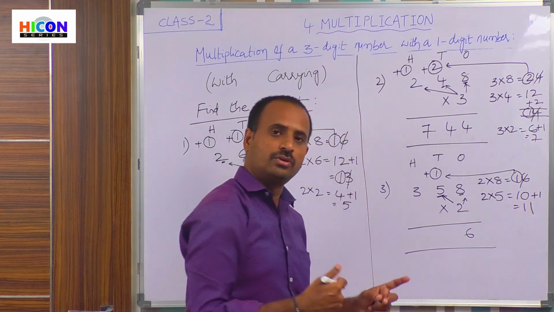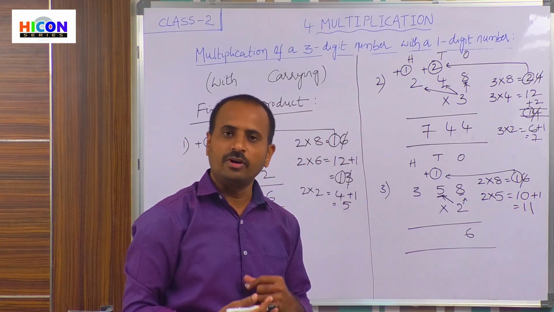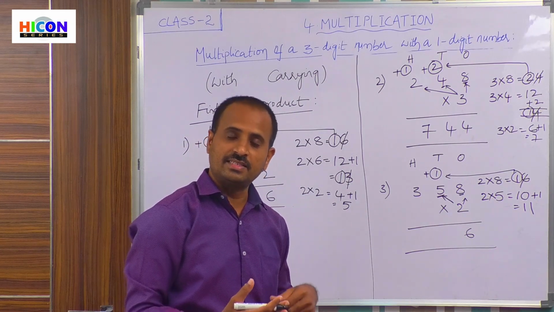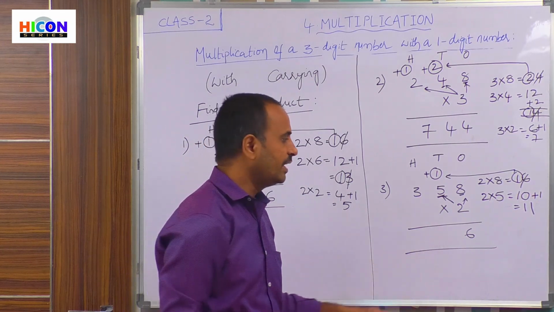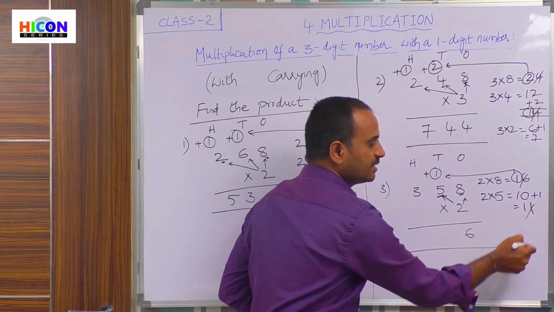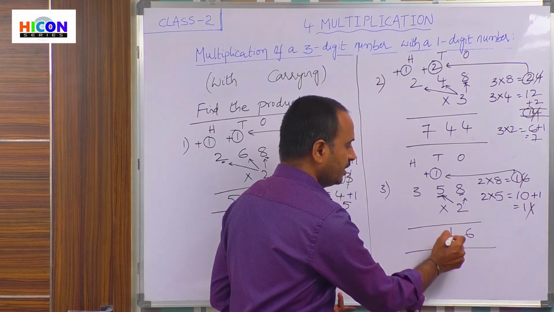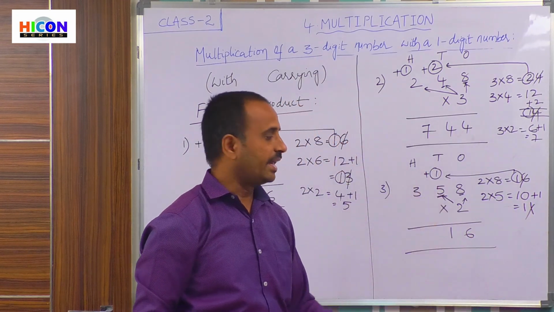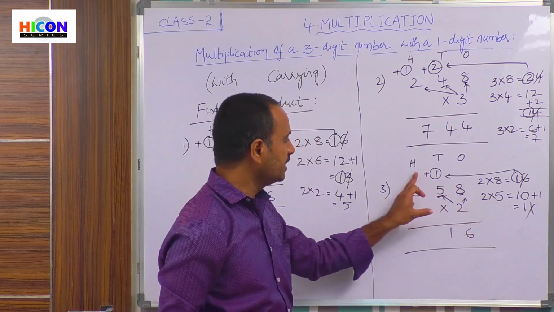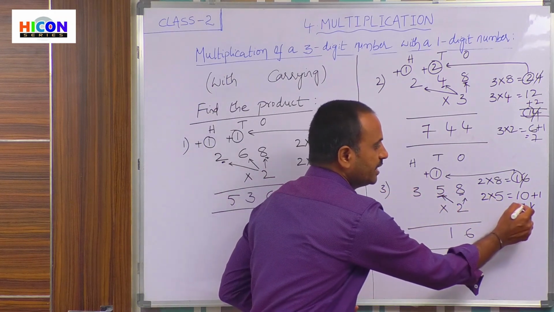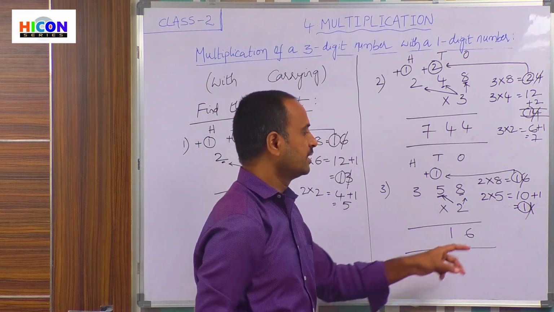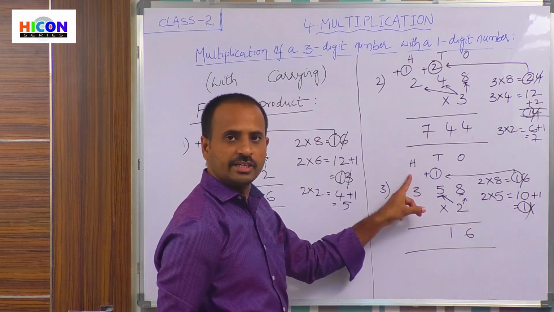Here 11 also is a 2-digit number. So if the product is a 2-digit number, write the second digit only here. What is the second digit here? 1 is the second digit. Write 1 under tens place. And carry the first digit to the next place. What is the first digit here? 1 is the first digit. And carry this 1 to the next place.